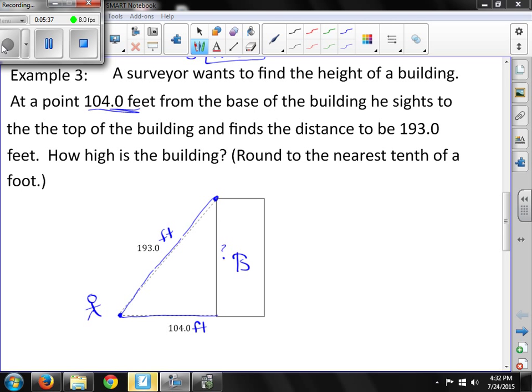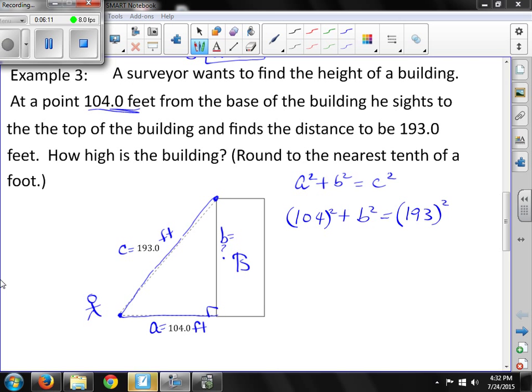So you see, here's the right angle. So the hypotenuse, C, is 193. We could call this one A, and we could call the height B. That's what we're looking for. Looking for the height. So we have A squared plus B squared is equal to C squared. A was 104. We're going to square that. Plus B squared, that's what we're looking for, equals C squared, which is 193 squared.